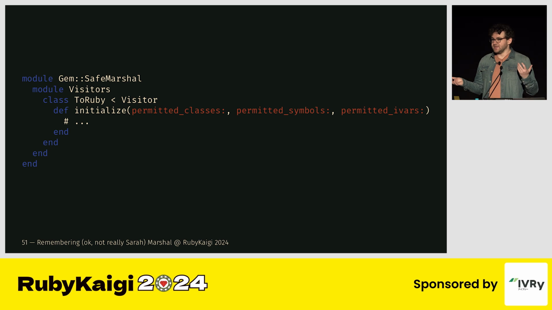If you've ever contributed to Psych, this code will probably look very familiar. It's basically the same exact signature. But our to-Ruby visitor gets a list of permitted classes, and a list of permitted symbols, and a hash of permitted instance variables for those permitted classes.